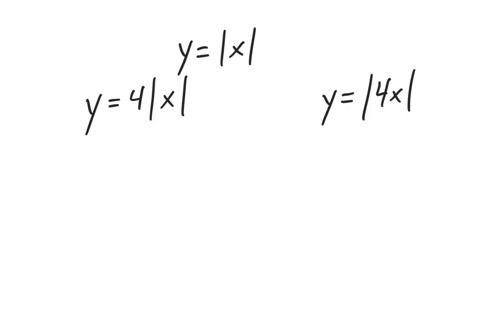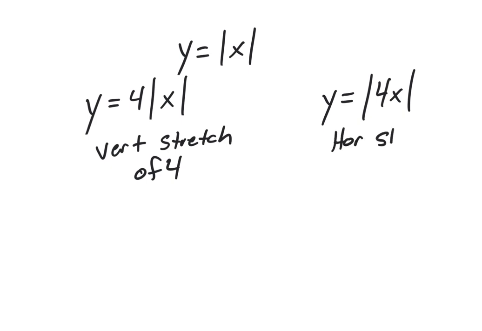So before I move on from this, we said that this was a vertical stretch of 4 because the 4 is out in front, whereas this one is a horizontal shrink by 4. Okay, different wording, the graph still looked the same.